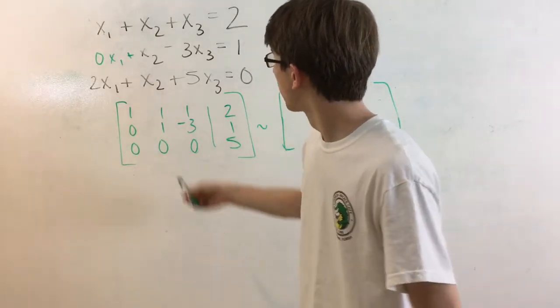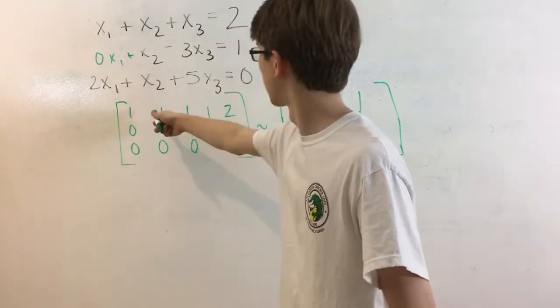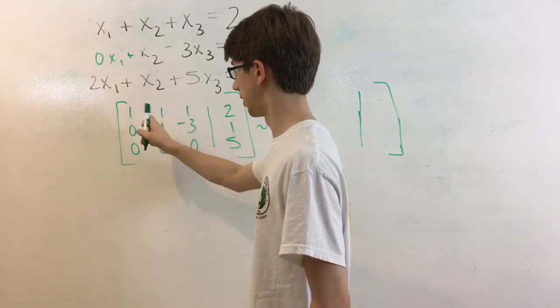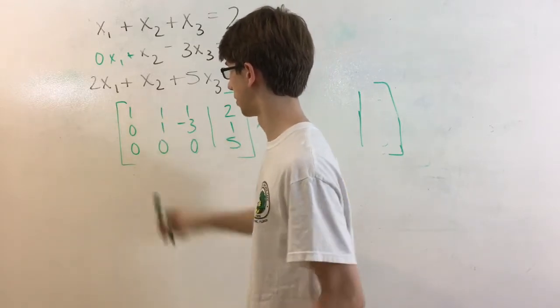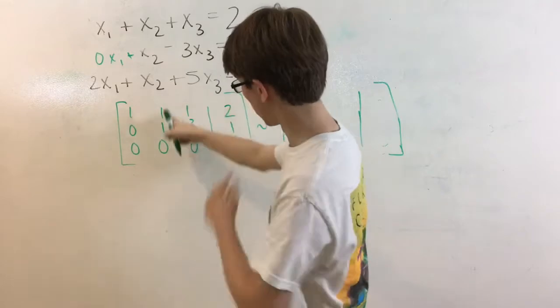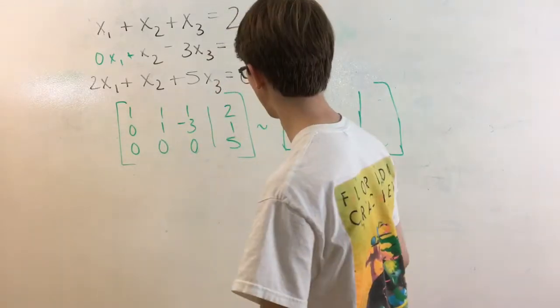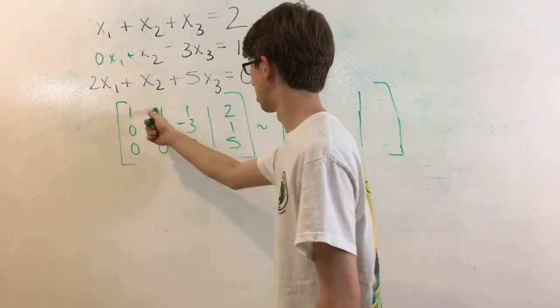So what are we going to do? Let's get this into RREF. So let's get rid of this 1 because it's supposed to be 0. This is the leading term. We need this to be 0. No leading term in this column here. Alright, so we can leave these alone. So let's make this 0.